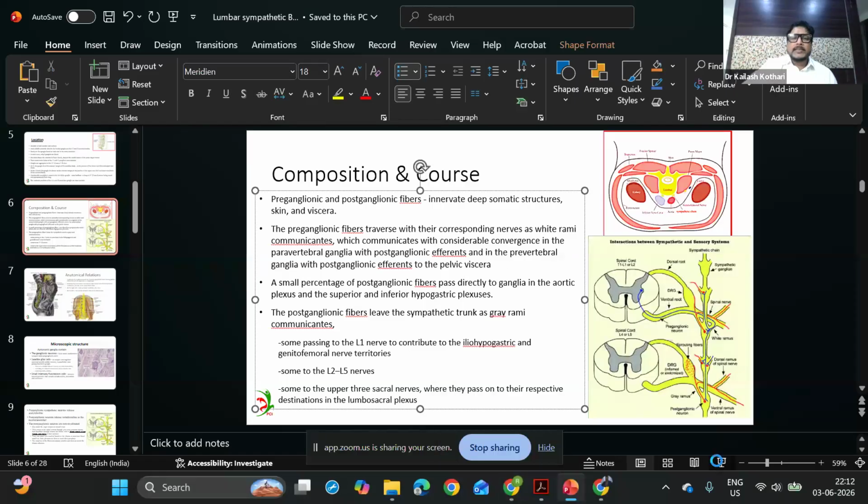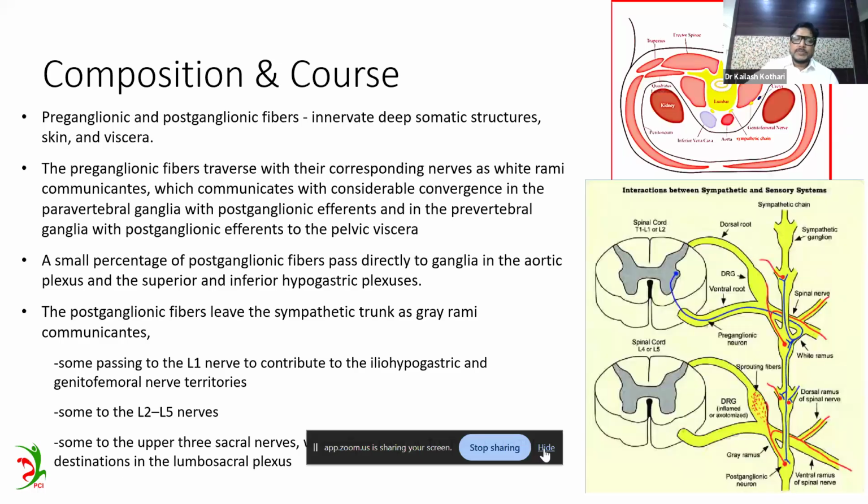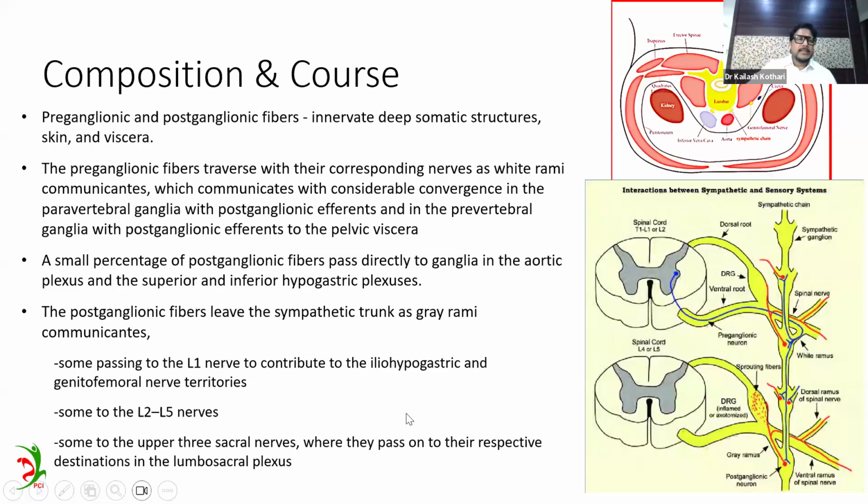Thank you, sir. And this is what sir is saying. If you see this anatomical slide, here I mentioned, but I skipped this, that a small percentage of postganglionic fibers pass directly to the ganglion in the aortic plexus and superior and inferior hypogastric plexus, and that is why it goes to the pelvic organs. These fibers do supply the pelvic organs, and you can block the pelvic pain with lumbar sympathetic block. So what sir said is absolutely bang on.